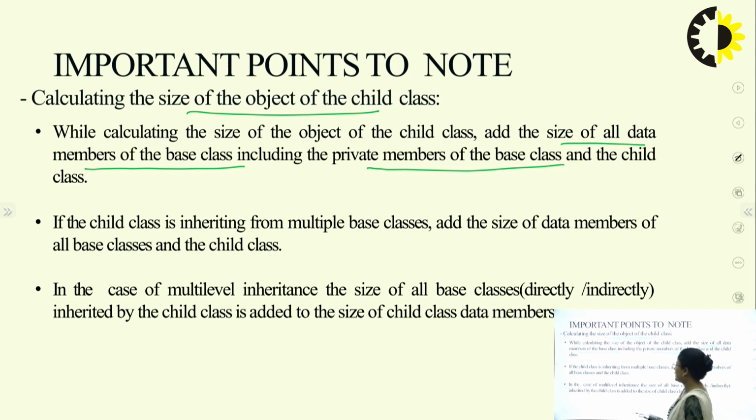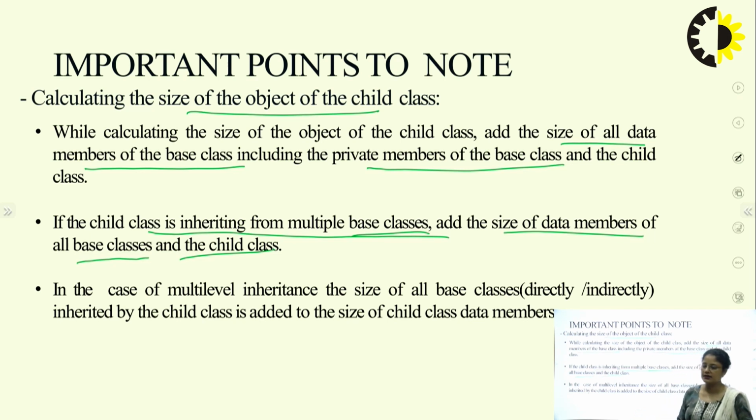And if the child class is inheriting from multiple base classes, then how do you find the size of an object of that particular derived class? In this case, we add the size of the data members of all base classes of the derived class as well as the derived class. That is a point that we need to remember. And in the case of multilevel inheritance, the size of all base classes is inherited by the child class, and it is added to the size of the child class data members.